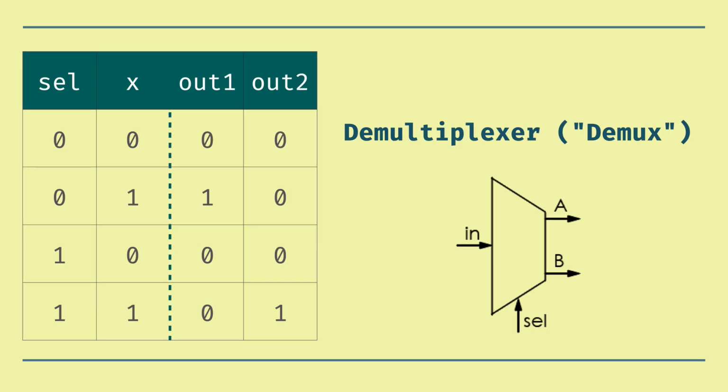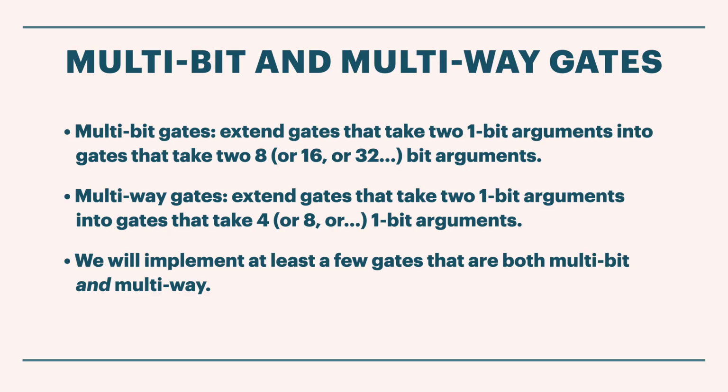And this is a demultiplexer, or DMUX. A DMUX takes one data input and a selector, and it routes the data to a different output depending on the value of the selector bit. Lastly, once we've built these basic gates, we'll start combining them into larger structures, and our first efforts are going to be making multi-bit gates.